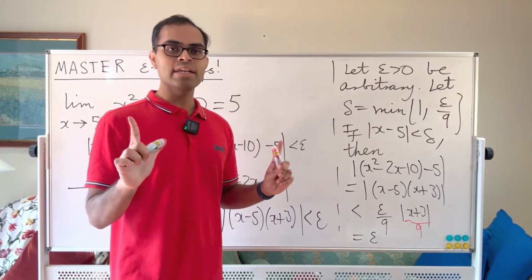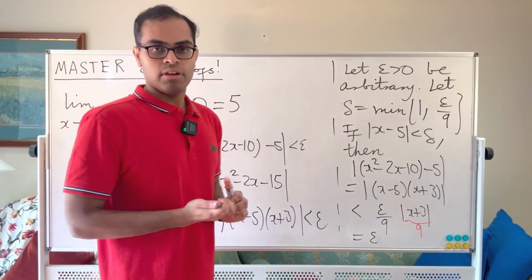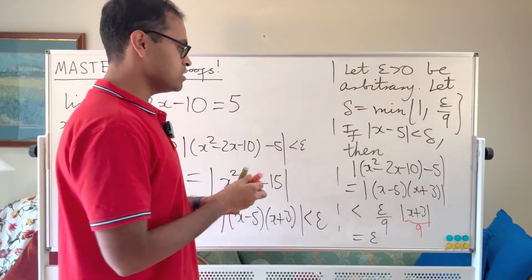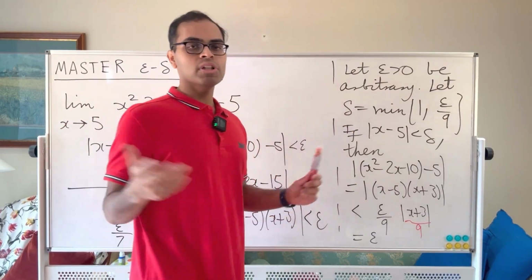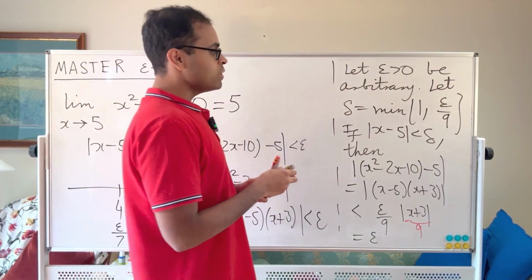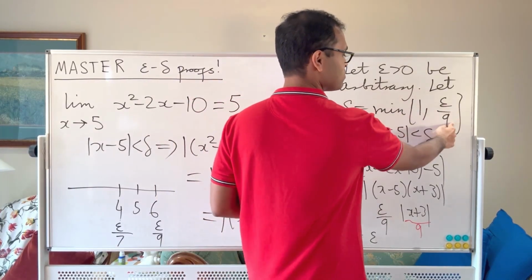And I want to make one point: our 1 was arbitrary. This helps sometimes if you're studying this, you may wonder why I picked 1. Well, if I picked 2, that would have also been fine. But if I picked 2, I would have had to make this epsilon over 10.